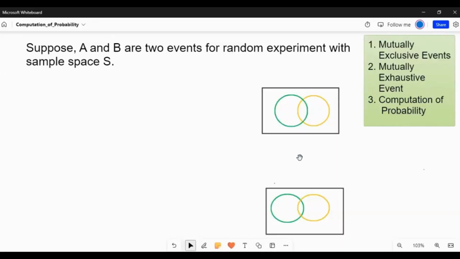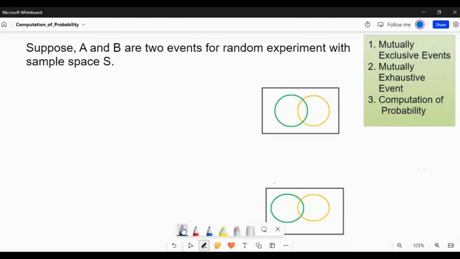So now we will see what are the mutually exclusive events, mutually exhaustive events, and how to calculate probability. In this, we will see two approaches: classical approach of probability and axiomatic approach of probability. First, we will see how these set theory properties can be used for events. Suppose A and B are two events for a random experiment with sample space S.